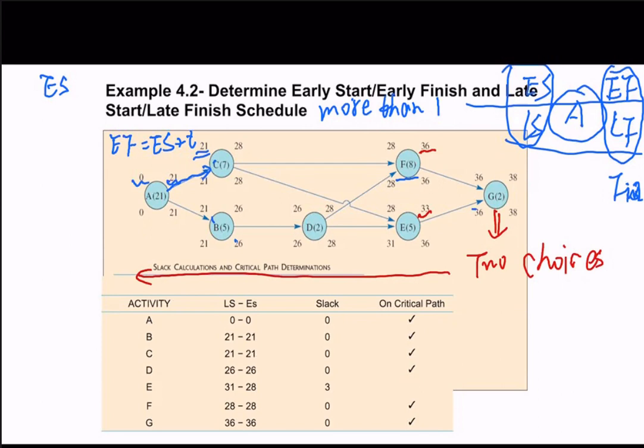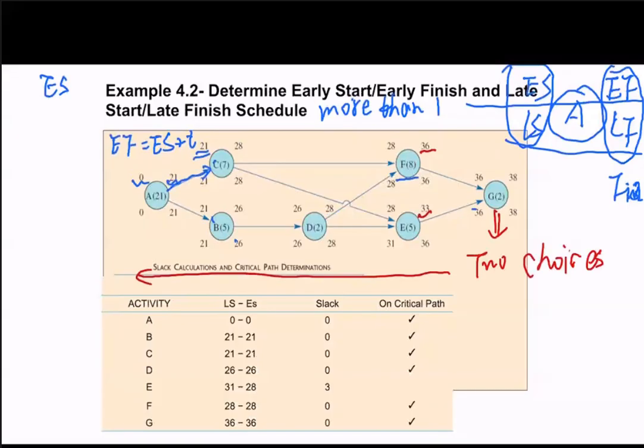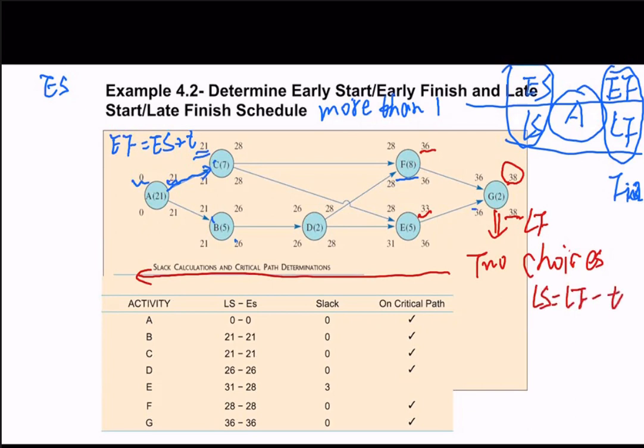So the LF, for back here, the LF will be the latest start time of the activity that immediately follows. For G, this is the last activity, so the LF will be 38 because we know the longest time for this project is 38. And we have 38 here, and this is LF, so the LS will equal LF minus T. So LS for G will be 38 minus 2, which is 36.